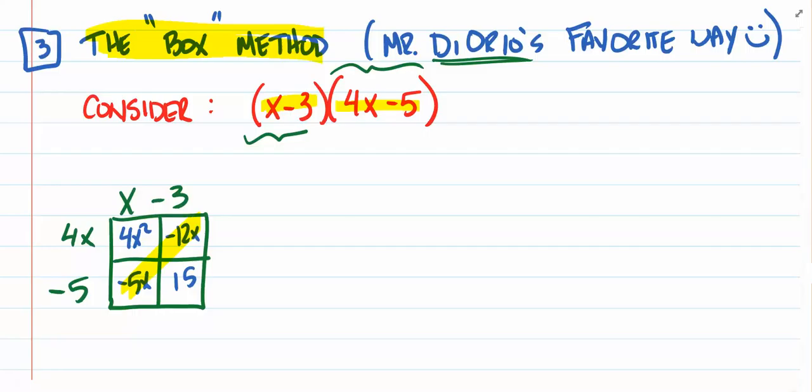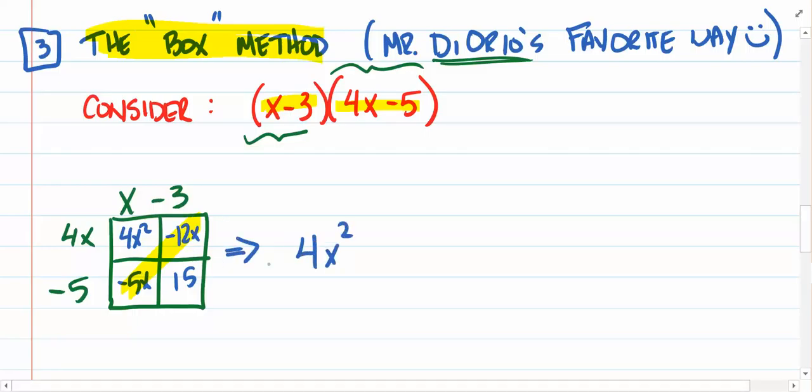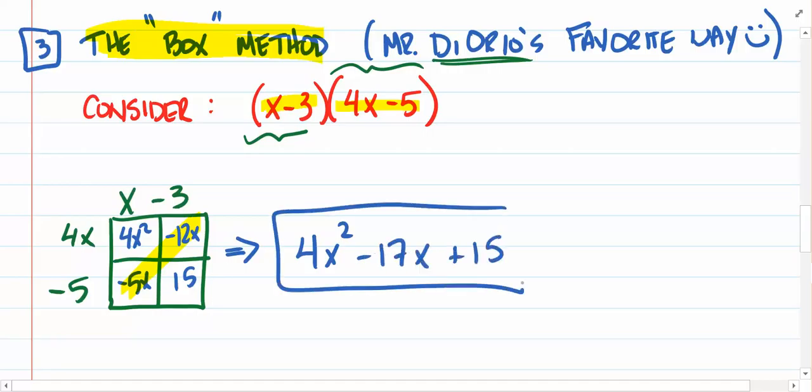How nice is that? So when I combine my like terms, I get 4x squareds. Negative 5x and negative 12x make a grand total of negative 17x, and then plus 15. So that is by far my most favorite way, also because you're guaranteed to not miss any of the terms as long as all the boxes are filled in.